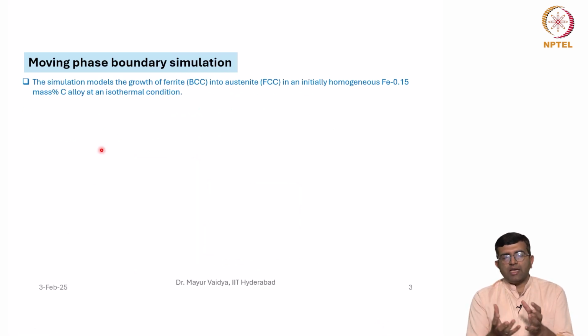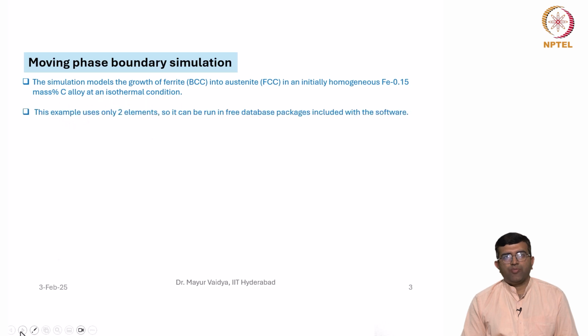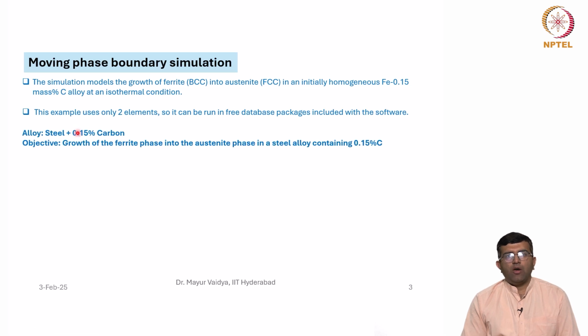The example that we are taking, this simulation, models the growth of ferrite into austenite in an initially homogeneous iron 0.15 mass percent carbon alloy under isothermal conditions. As I have said, this example only uses two elements, so it can be run in a free database package included with the software. The alloy is steel having 0.15% carbon by mass, and the objective of the simulation is to see the growth of the ferrite phase into the austenite phase in this particular alloy.